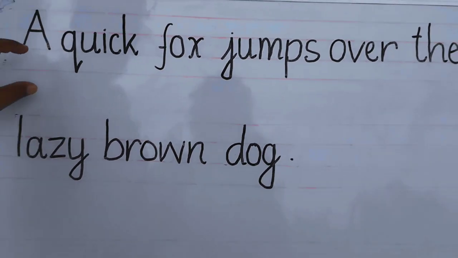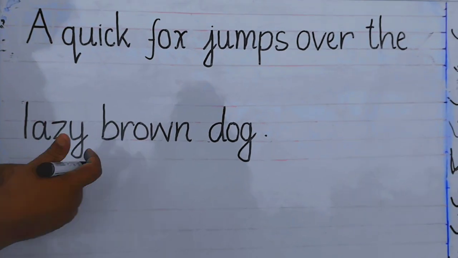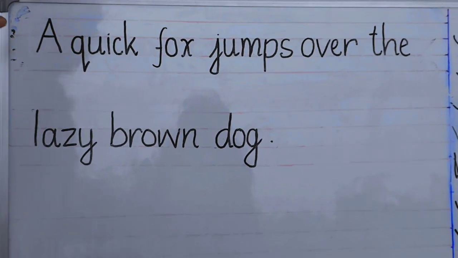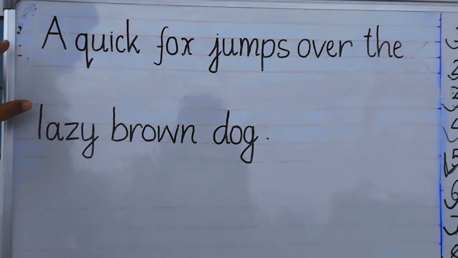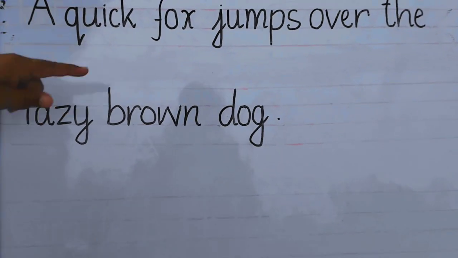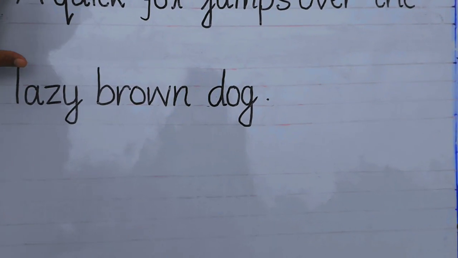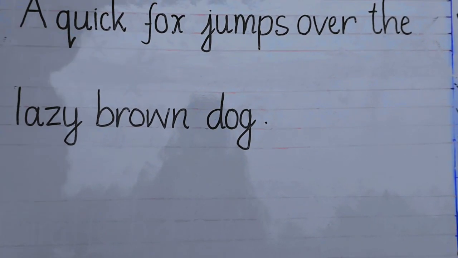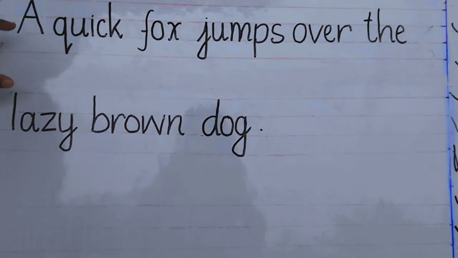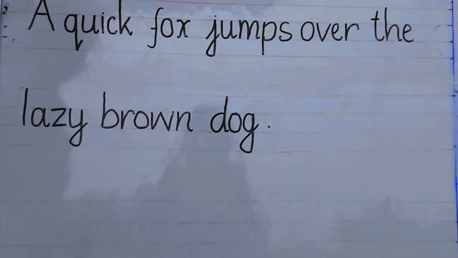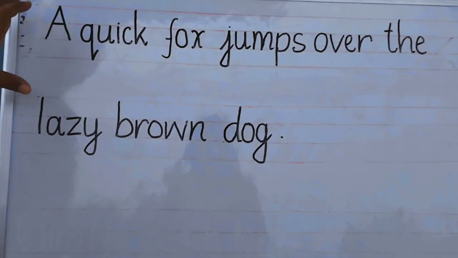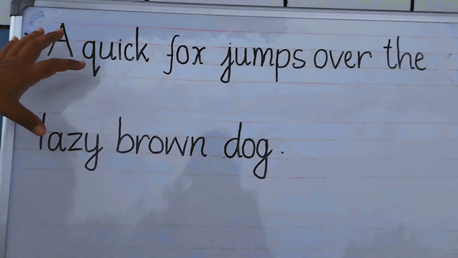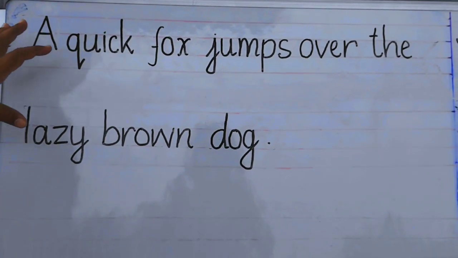So this is the sentence containing all the alphabets. You have to make your students practice accordingly. A quick fox jumps over the lazy brown dog. So there are all the alphabets. You need to keep in consideration the process and the speed. The speed can be maintained later if your handwriting shape, size, direction, and everything goes well. You can very easily increase the speed of your writing later.